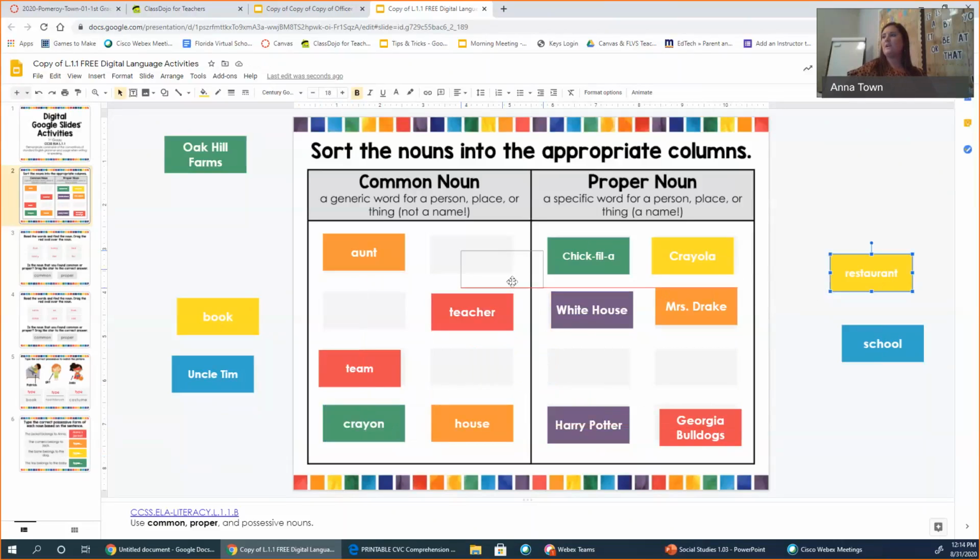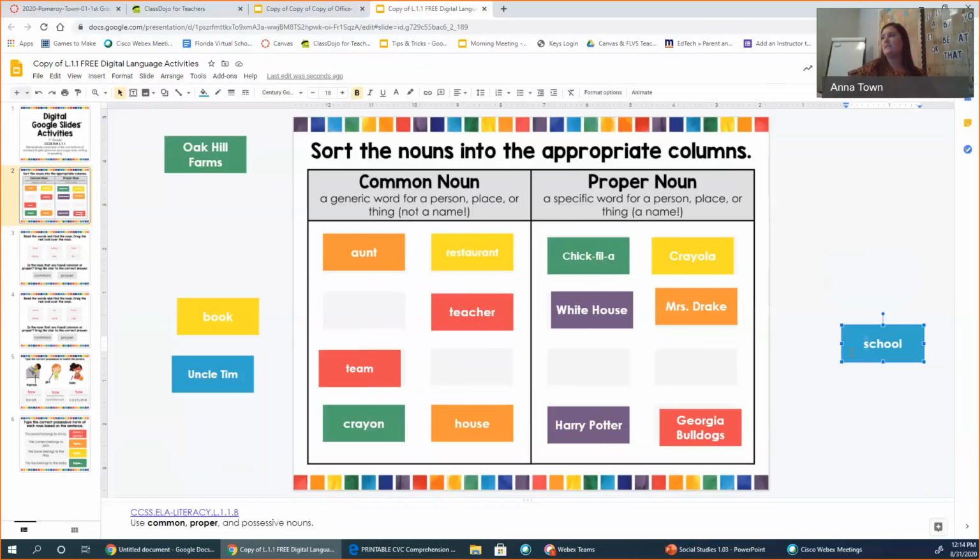Let's take a look at restaurant. It's common. We're not naming a specific restaurant. But if we named McDonald's or Starbucks, that would be proper because we would be naming a specific restaurant.